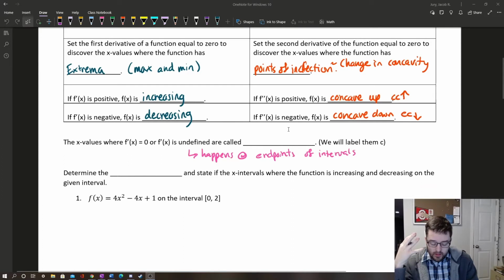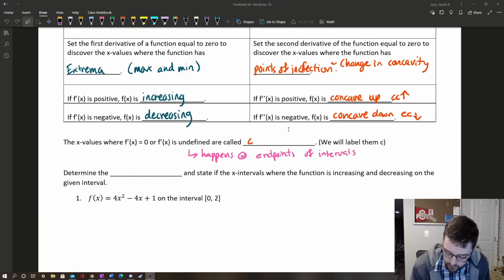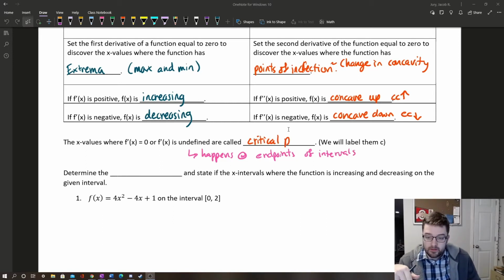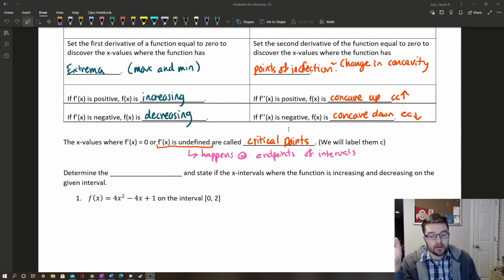The thing we're going to look at, kind of to help serve as anchor points, are going to be these x values where f prime of x is 0 or f prime of x is undefined. And these are called critical points. I have a little reminder here that you want to put on your paper as well. First, we're going to label those critical points C, but f prime of x is also undefined when we have an endpoint of the interval.